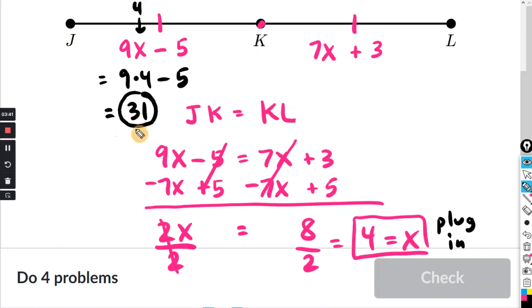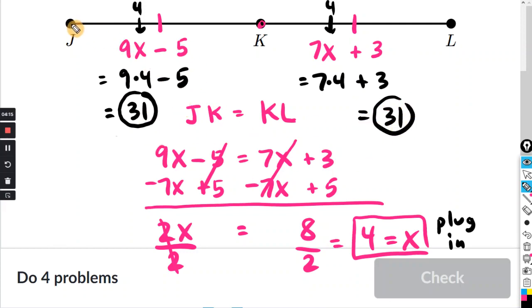Now, I could just multiply that by 2 or add 31 plus 31, but I think it's better to check, if you have time, the other line segment and make sure you get the same answer since K is a midpoint. So let's plug in the 4 right here as well. That's going to be 7 times 4 plus 3, and 28 plus 3 is 31. So we got the same answer for both.